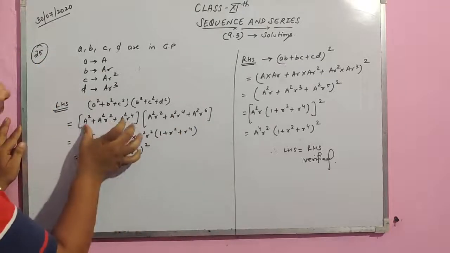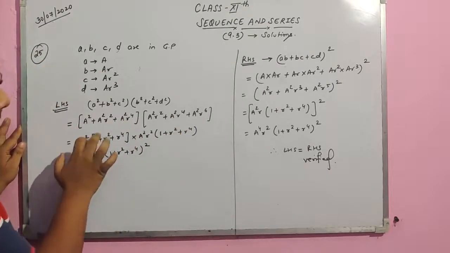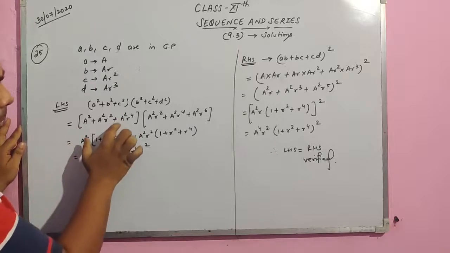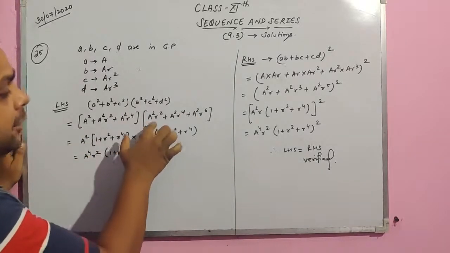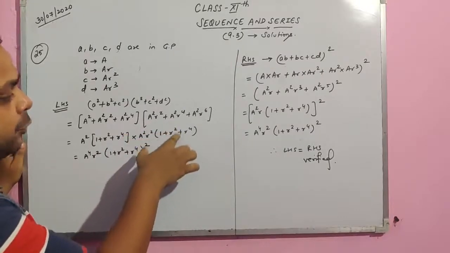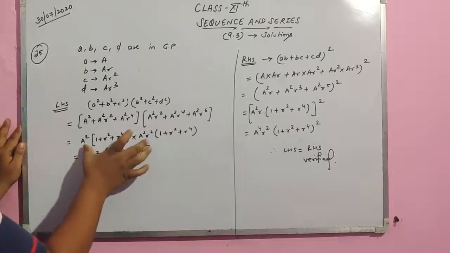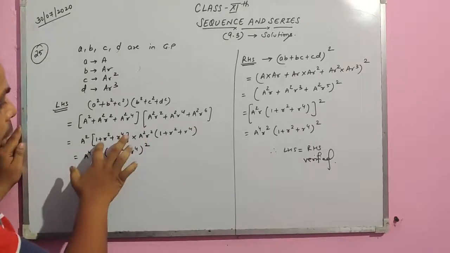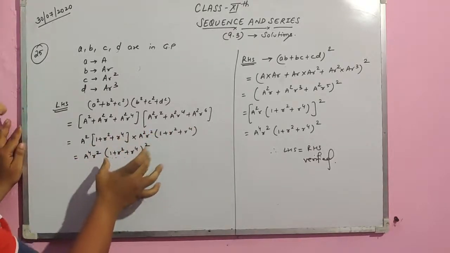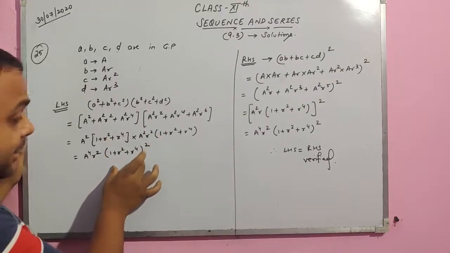Now what is common here is A square. What we have inside is 1 plus R square plus R to the power 4. What is common in the other bracket is A square R square, and inside is 1 plus R square plus R to the power 4. Now these two terms are multiplied and give us A to the power 4 R square into the whole value, which is the same, so they are going to be squared.